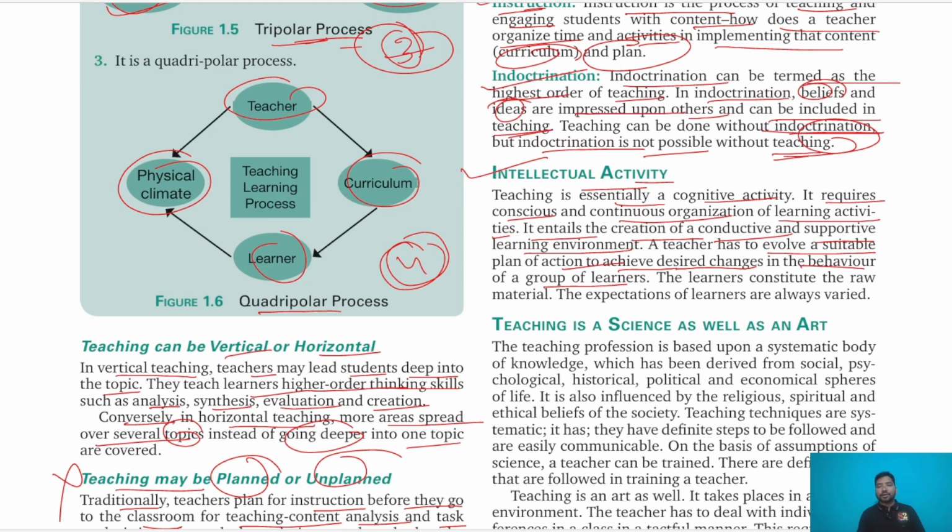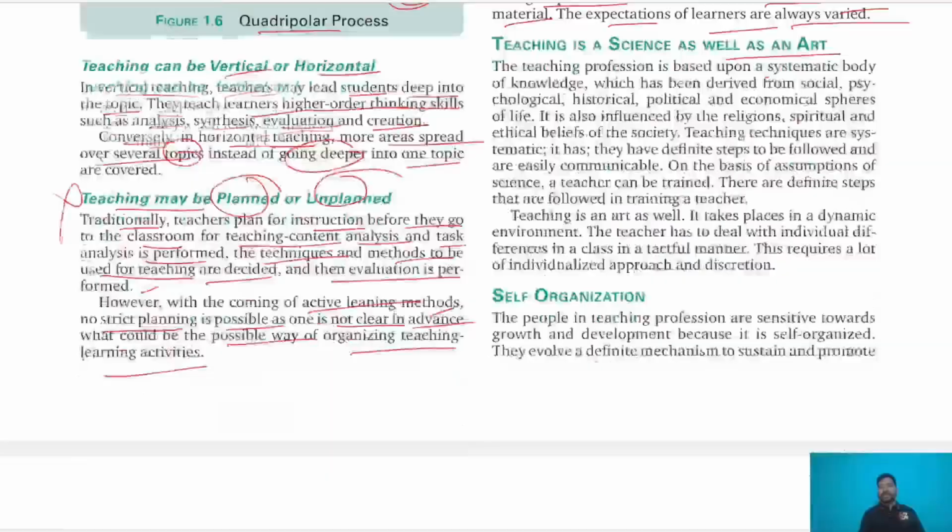The learners constitute the raw material, and the expectations of learners are always varied. That means if you are thinking that all the students will be excellent in my class, it is not possible. Some students may be excellent and some students may not be excellent. So that varies from person to person, student to student. And teaching is a science as well as an art.